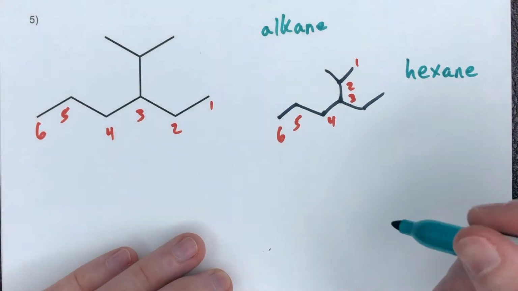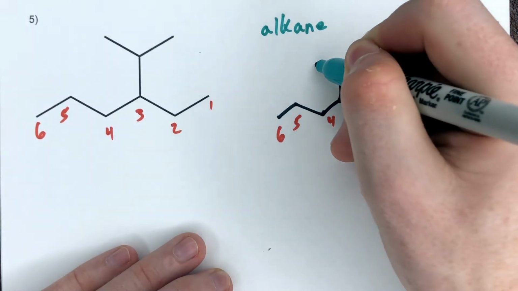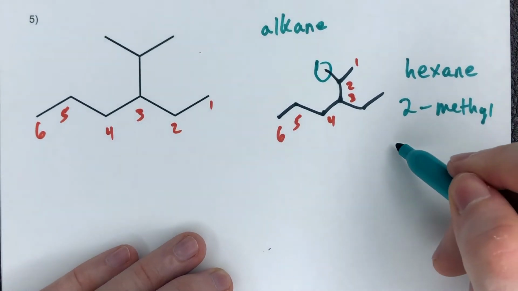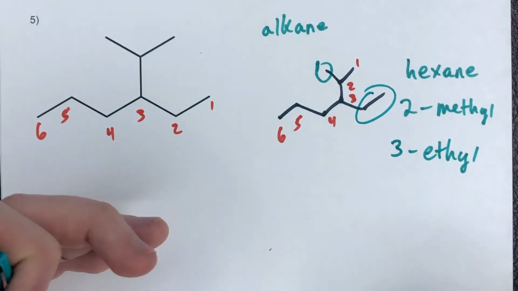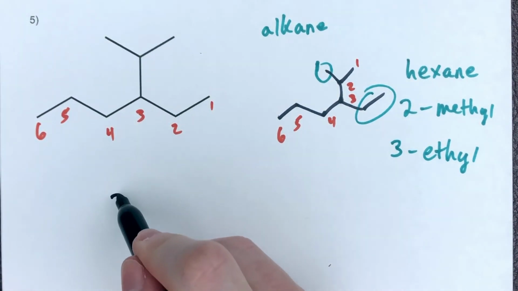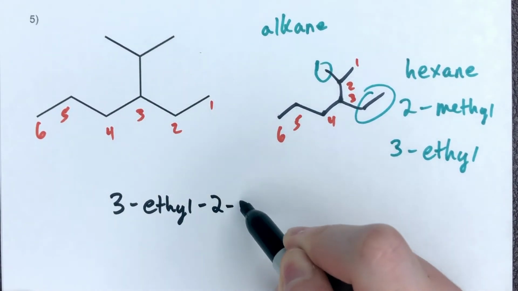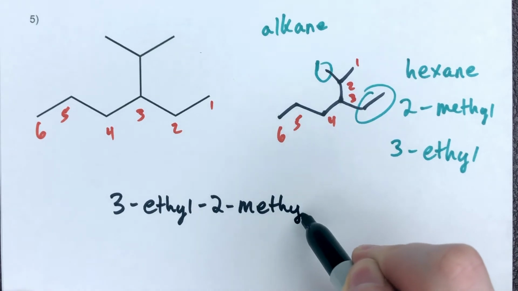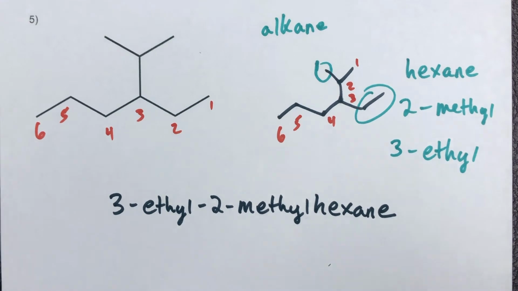And then at 2, there's a standard methyl group, right, because of the 1 carbon here. And then at 3, it's a standard ethyl group because of the 2 carbons at that position. So then, again, you use the alphabetical order naming system. So this is then 3-ethyl, 2-methyl, hexane. Okay? And that is that one.